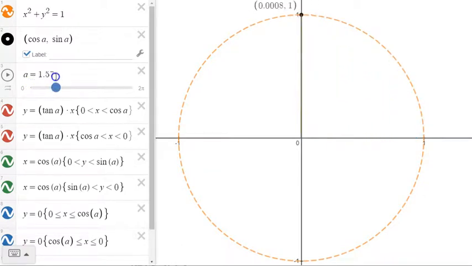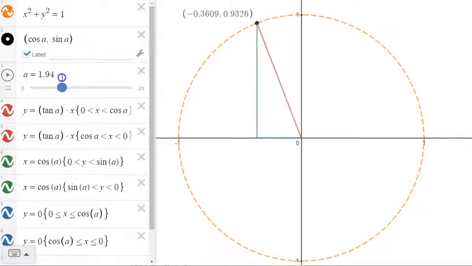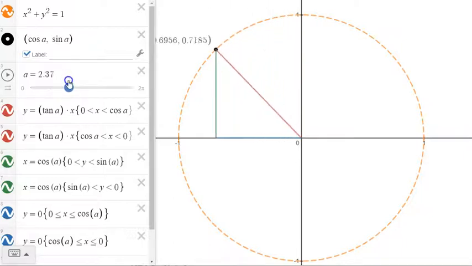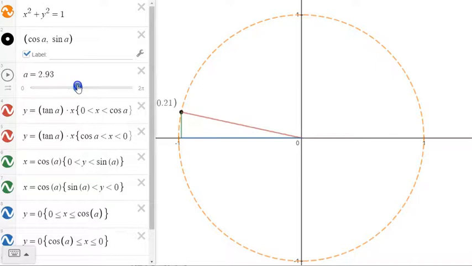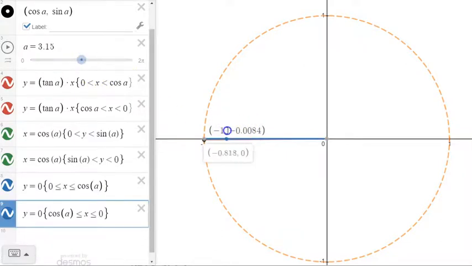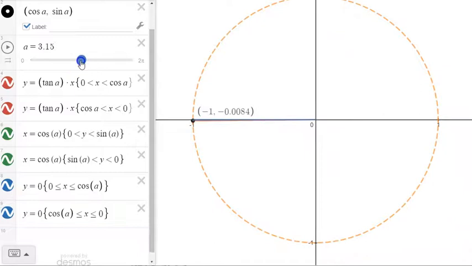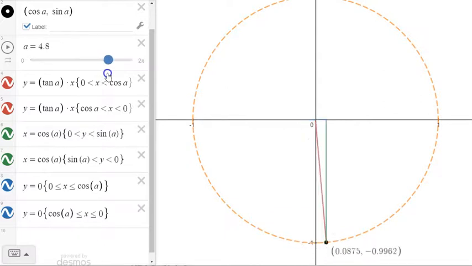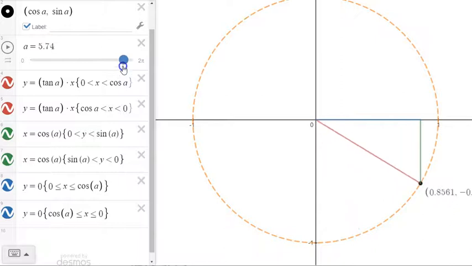Then from pi on 2, we start decreasing in value. So from 1, we start going down to 0, so back to 0 roughly. So second quadrant, we're decreasing. Third quadrant, we're going from 0 all the way down to -1. And then fourth quadrant, from -1 back up to 0 again.